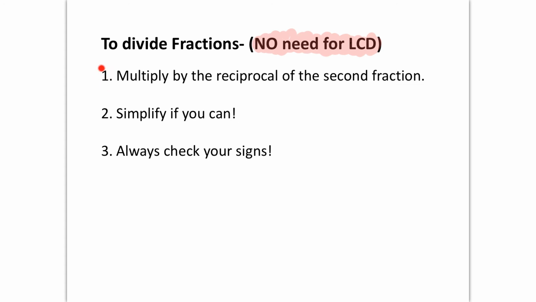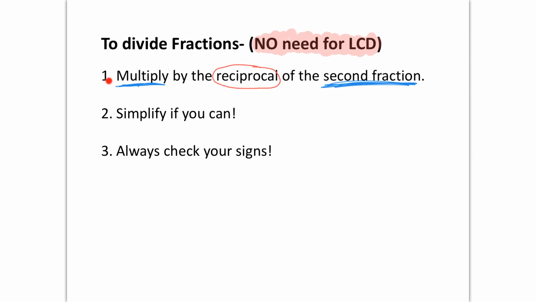So number one, when you are dividing fractions, you need to multiply by the reciprocal of the second fraction. Let me underline and circle a few things. First of all, you are going to multiply. Multiply by what? By the reciprocal of the second fraction, which means the division sign will change to multiplication, and the second fraction, you need to turn it upside down, the reciprocal. So you multiply by the reciprocal of the second fraction.